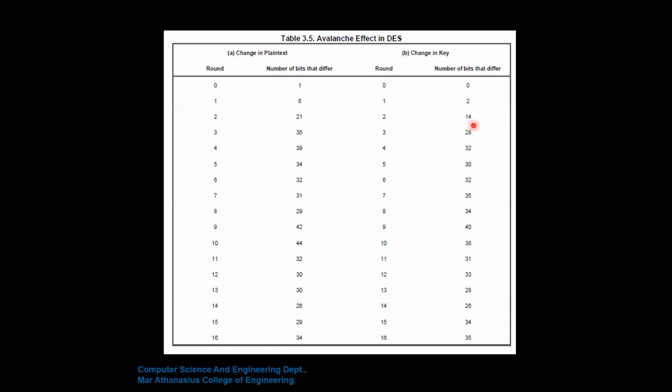After round 2, we had 14 bits being changed. Like that, after the 16th round, around 34 bits were different when you compare the two ciphertexts. That is, DES has a strong avalanche effect.